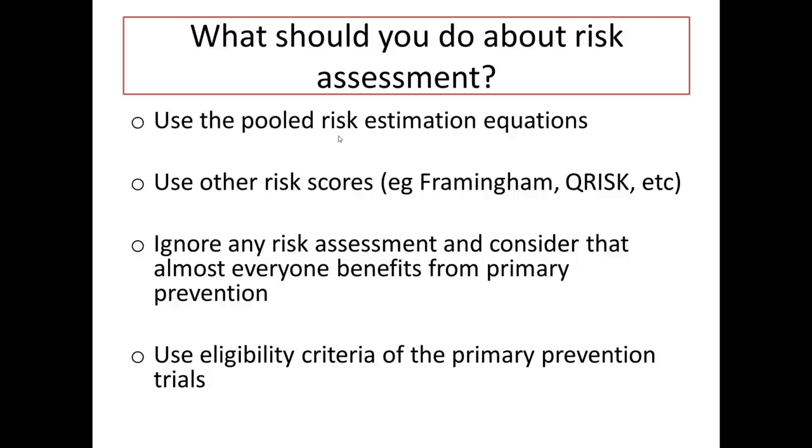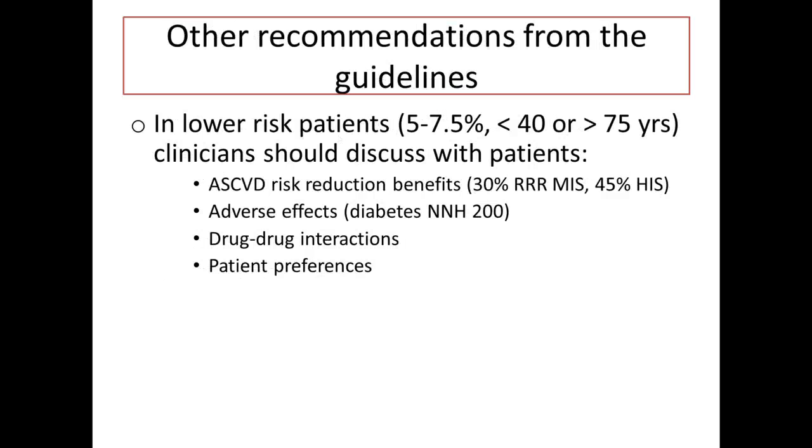Finally, I think what you could do is use the eligibility criteria from primary prevention trials and decide on using statins this way. This will miss some people. Remember, I showed you that it's a very healthy group of people, not on a lot of drugs, not with a lot of comorbidities, who get into these types of trials. So you're going to miss some people who would gain benefit from using this approach. But it is an approach that would be considered very evidence-based.